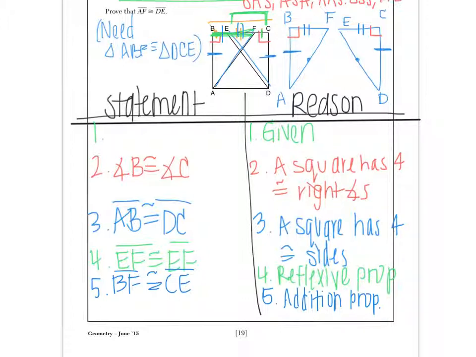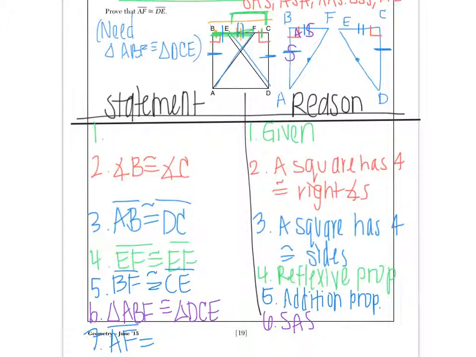So if I look back at my picture and mark it up with S's and A's, we have a side, an angle, and a side. Which means that the 2 triangles we had are congruent. Triangle ABF is congruent to triangle DCE. Side, angle, side. So then number 7, we're able to prove that AF is congruent to DE by a reason that's abbreviated as CPCTC.